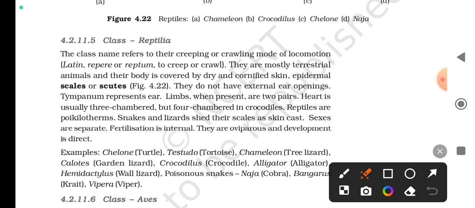Pisces, that means fishes, and the next ones are amphibians and reptiles. They all are poikilothermal, that means cold blooded. Only two classes under Vertebrata are homeothermal, that means warm blooded. They are aves and mammals. Understand? Poikilothermal, children, means cold blooded organisms.